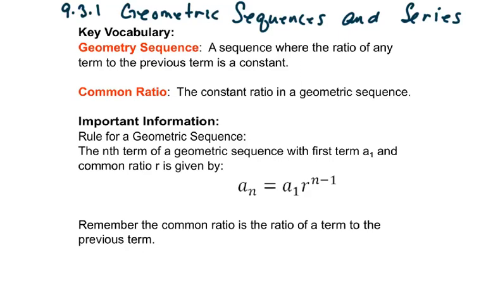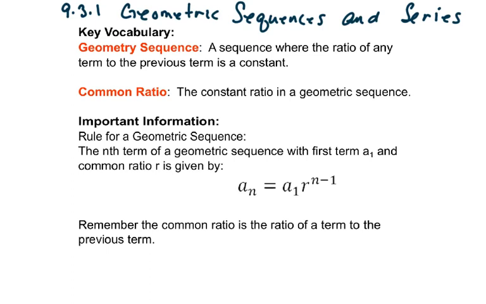9.3.1 Geometric Sequences and Series. A geometric sequence is a sequence where the ratio of any term to the previous term is a constant, and the common ratio is the constant ratio in a geometric sequence. Geometric sequences model or can be modeled by exponential equations.